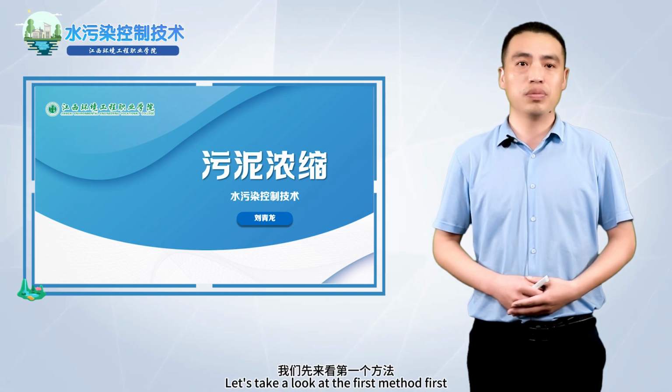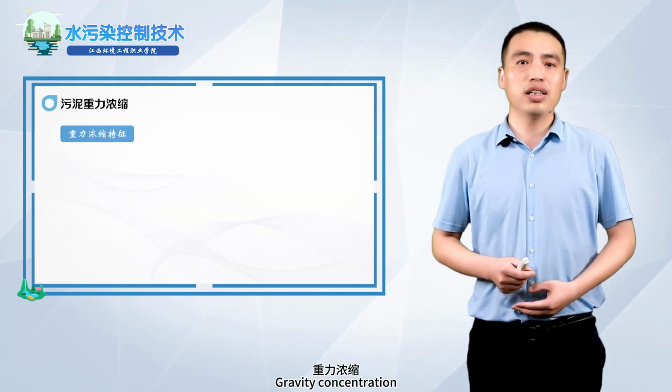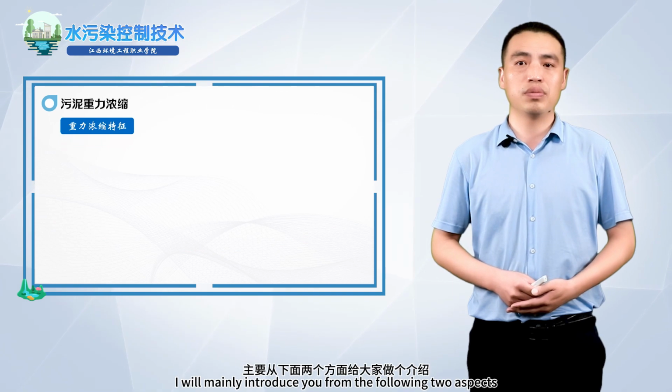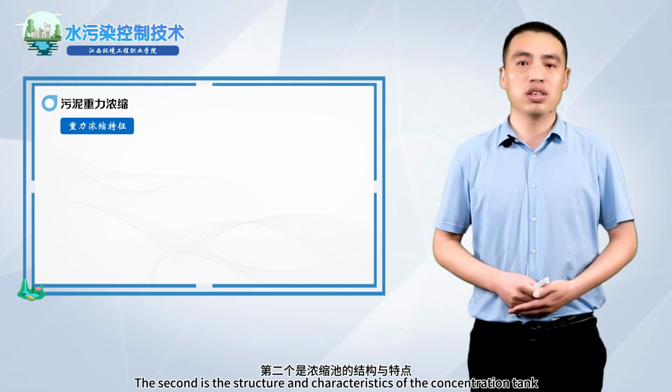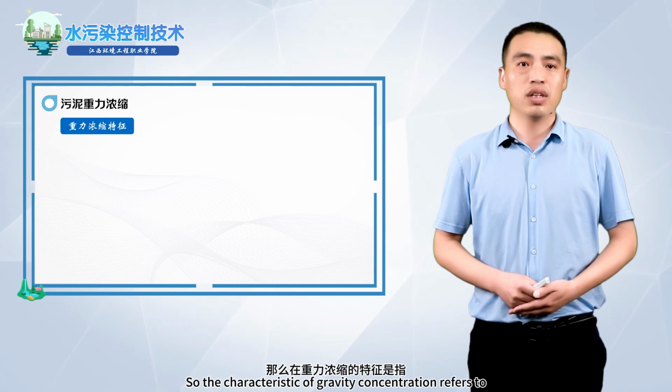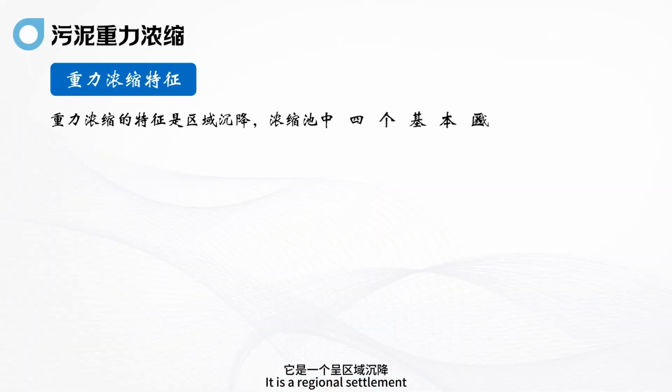Let's take a look at the first method first: gravity concentration. I will mainly introduce it from the following two aspects. One is the characteristic of gravity concentration. The second is the structure and characteristics of the concentration tank. The characteristic of gravity concentration is that it is a regional settlement.